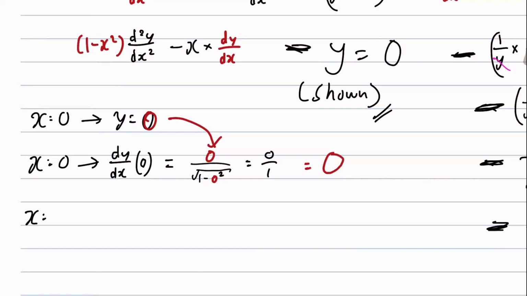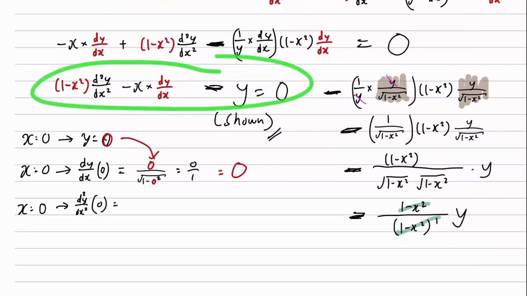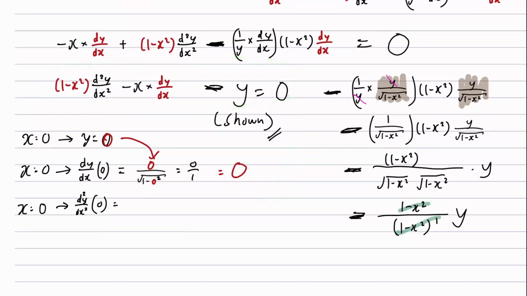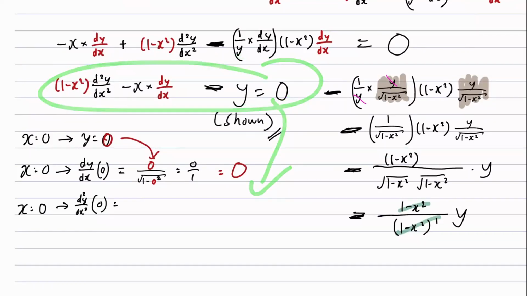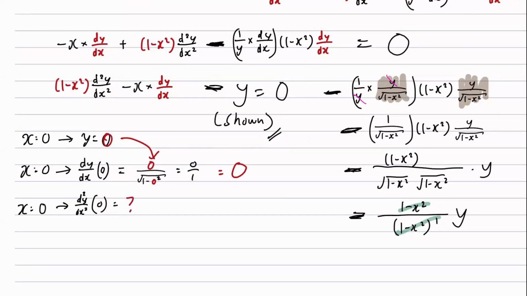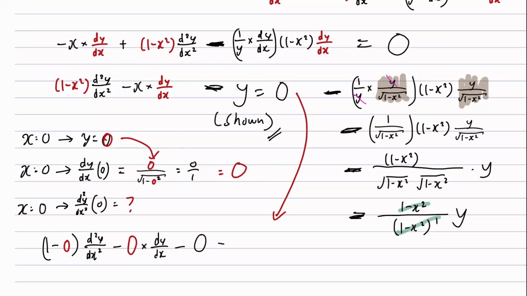How about if x equals to 0, what is d2y by dx squared? So we have to use the expression above there. Even if you couldn't show part A, you can use part A. Sub in x equal to 0, what do you get? This is a bit difficult, right? Draw a question mark first. Instead, you go from here, you sub in x equal to 0 first. So 1 minus 0 squared is 0, bracket, times d2y by dx squared, minus, let me use red color, 0 times dy by dx, minus y, which happens to be 0, equals 0.